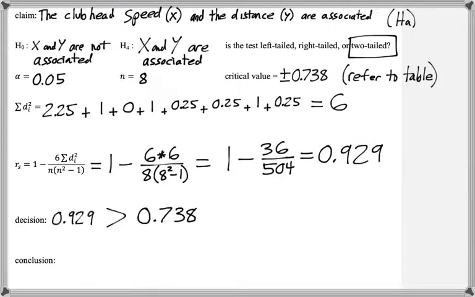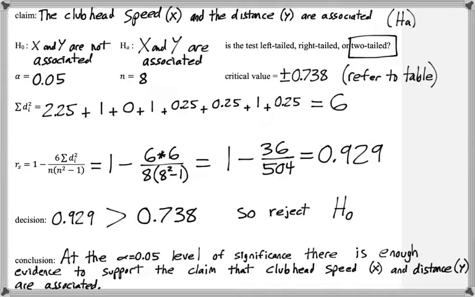So the test statistic is greater than the positive critical value. So we reject the null hypothesis. And the conclusion is, at the 0.05 level of significance, there is enough evidence to support the claim that the club head speed and the distance are associated.